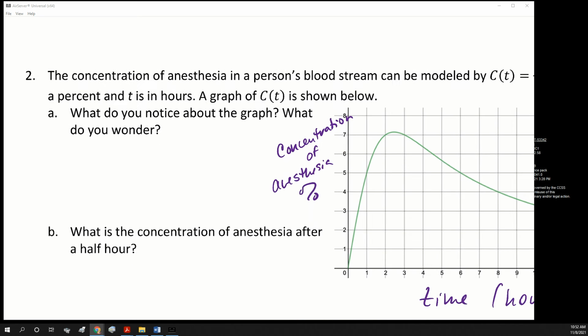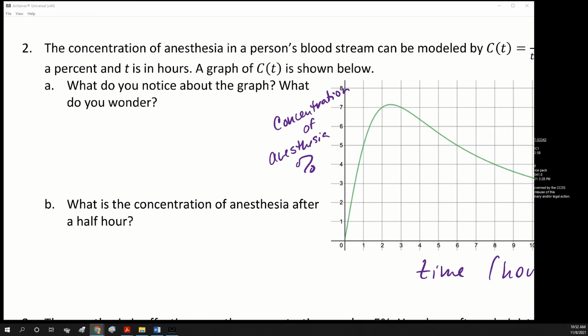All right, and then for number two, what did you guys notice about the graph? Anybody notice? The less the concentration of anesthesia, the longer the time is. Like after it reaches 7, it starts going down. Right. The less the anesthesia. So it kind of increases super fast, and then it reaches a maximum, and then it starts going down.